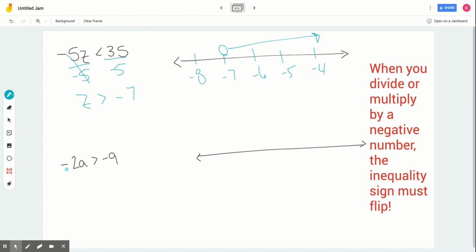On the second one, negative 2 and a are being multiplied, so we divide by negative 2. Negative divided by a negative is a positive, and we remember from earlier that 9 divided by 2 is 4 and 1/2. Since we multiplied or divided by a negative number, we have to flip the inequality sign. So a is less than 4 and 1/2. So since a is less than 4 and 1/2, we use that open circle and shade to the right.